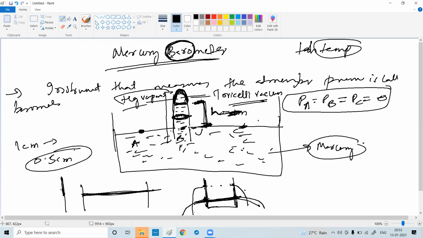If you see here, both are at the same level, so the pressure will be the same. But if you compare this point and this point, the pressure will be different. Did you understand? Yes, sir.